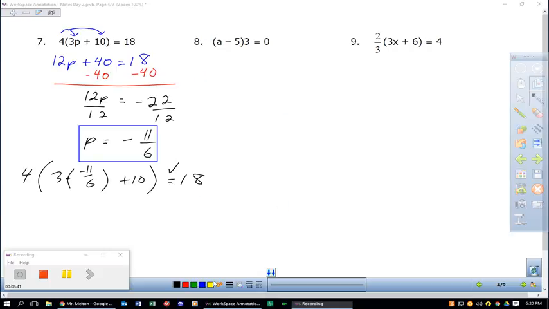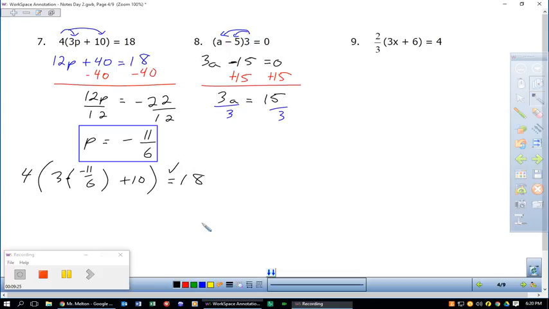Number 8. I haven't seen one like this before. Actually, we did in the last unit, or maybe it was the first unit. We're going to take our 3 and distribute it going to the left. Okay, or from the right. So we get 3 times a, which is 3a, minus 15 equals 0. Okay, adding 15 to both sides. Okay, we have 3a equals 15. Dividing by 3 on both sides, a equals 5.